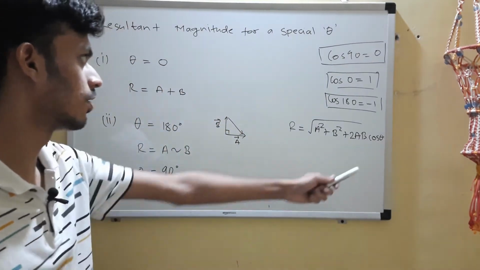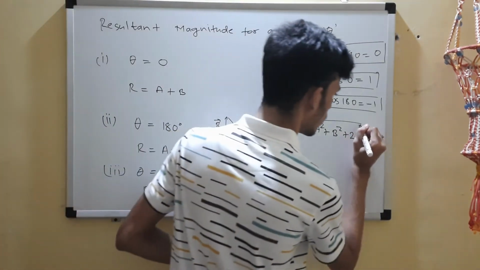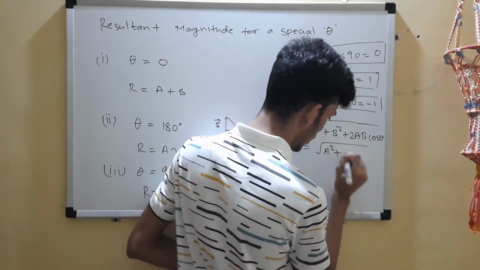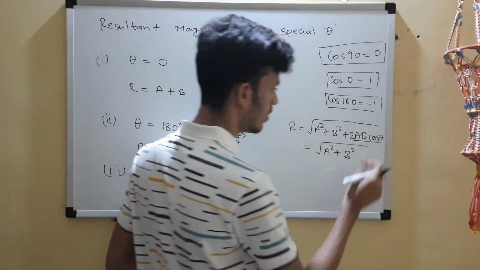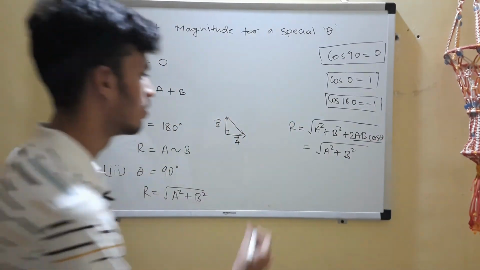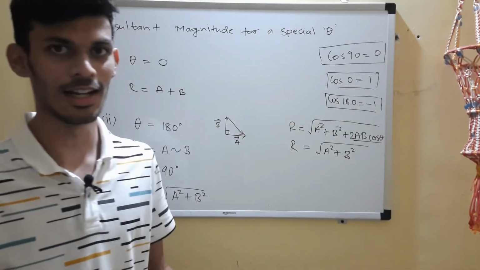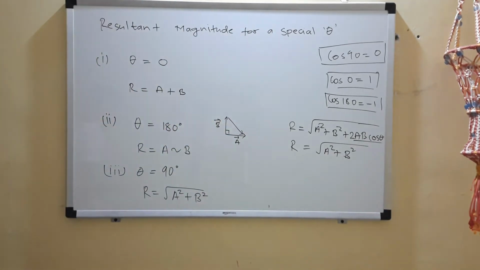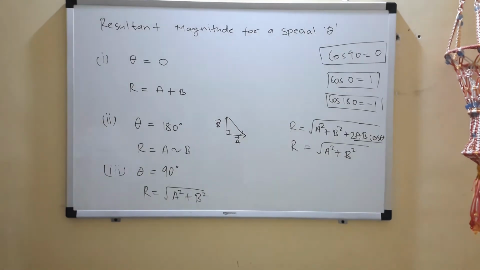Cos of 90 will be 0. So that term is 0, and you have a square plus b square. This whole term will be 0. So you get the same thing, the resultant. Okay, so these were the special cases. You can quickly note that down, so you can directly use these as shortcuts.